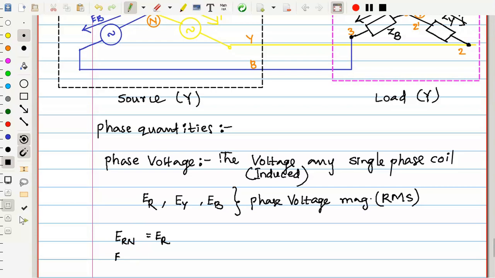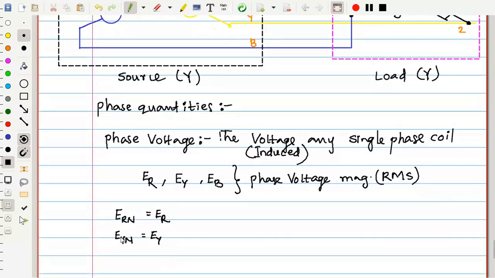Similarly, can you identify these? Y phase to neutral, its corresponding voltage is the coil 2 voltage. How much is the coil 2 voltage? EY. Similarly, the coil 3 voltage is EBN, which is equal to EB. So these are the notations which we adopt hereafter. That is, R to neutral, Y to neutral, or B to neutral are called phase voltages. Is this clear?